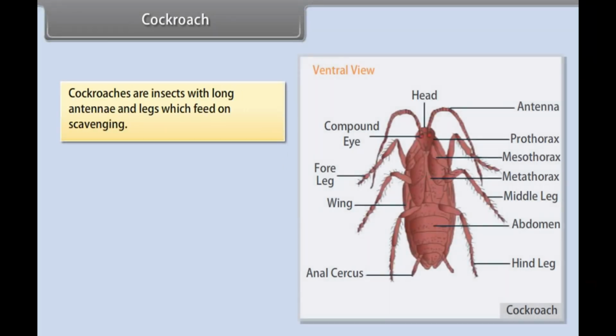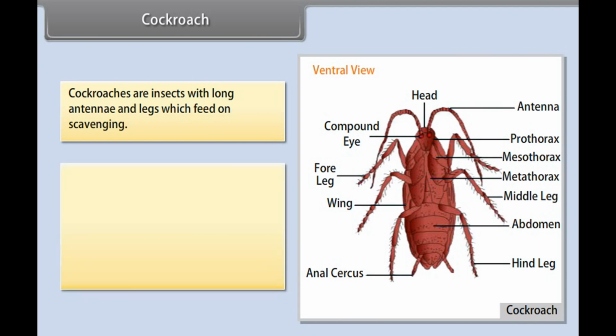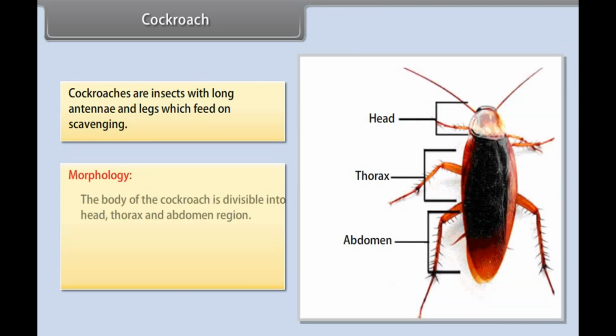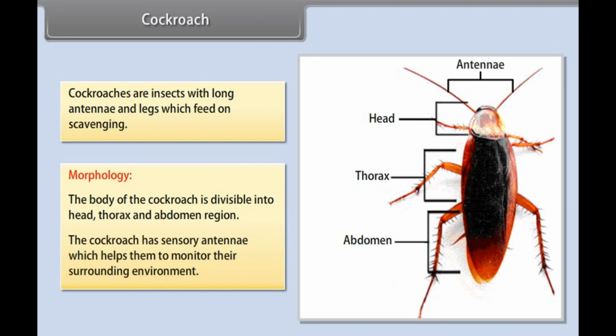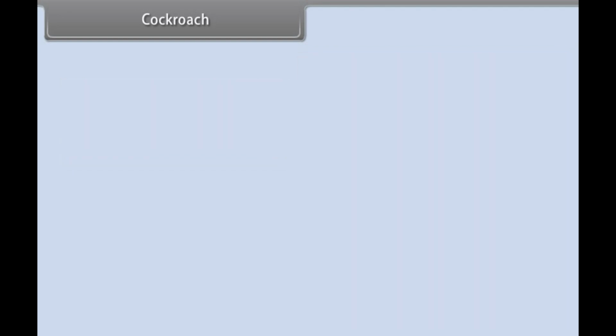Cockroach. Cockroaches are insects with long antennae and legs which feed on scavenging. Morphology. The body of the cockroach is divisible into head, thorax, and abdomen regions. The cockroach has sensory antennae which help them to monitor their surrounding environment.